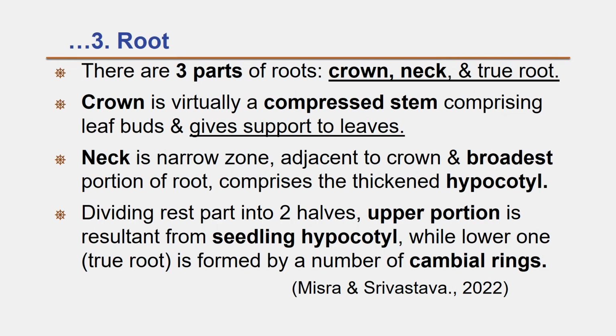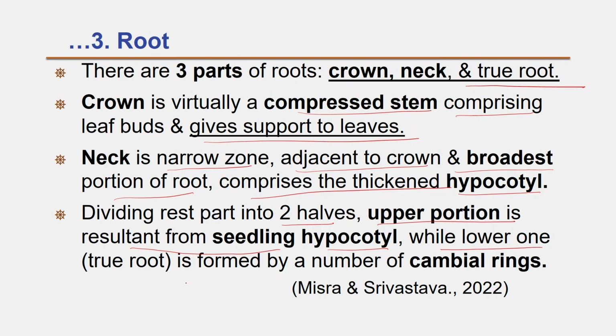There are three parts of the root: crown, neck and true root. The crown is virtually a compressed stem comprising leaf buds and gives support to the leaves. The neck is a narrow zone adjacent to the crown and the broadest portion of the root, comprising the thickened hypocotyl. Dividing the rest into two halves, the upper portion results from the seedling hypocotyl, while the lower one, that is the true root, is formed by a number of cambial rings.